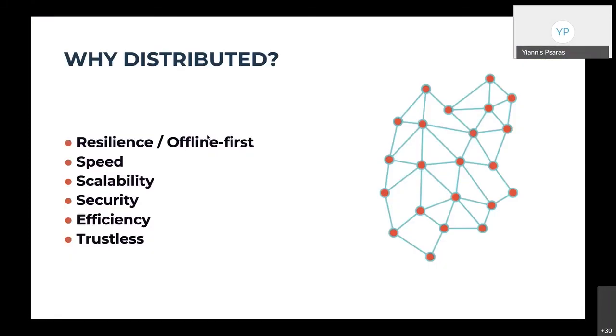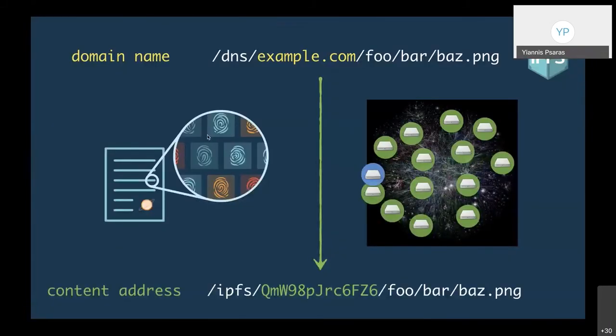So if we have a distributed network, which is based primarily on peer-to-peer connections, then we are able to make things better: make the network more resilient, offline first, increase scalability and efficiency, improve privacy, and become trustless as a high-level target.